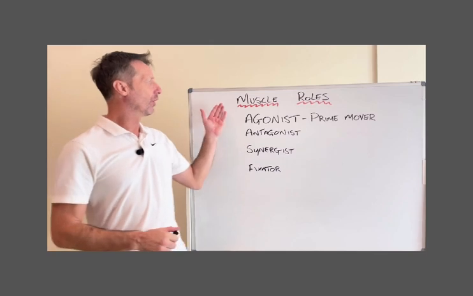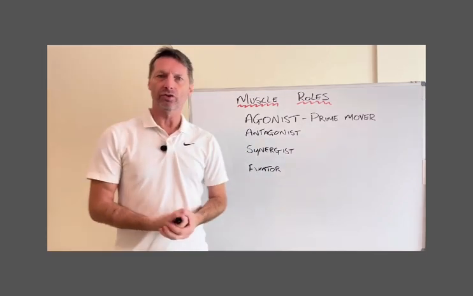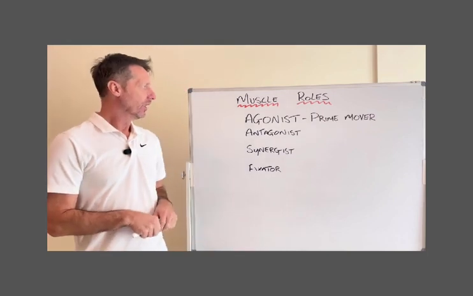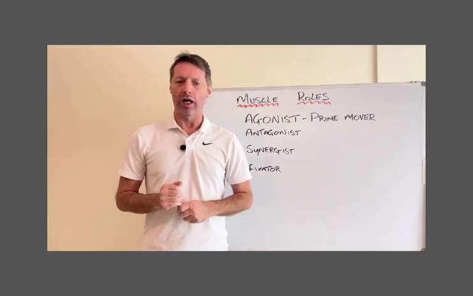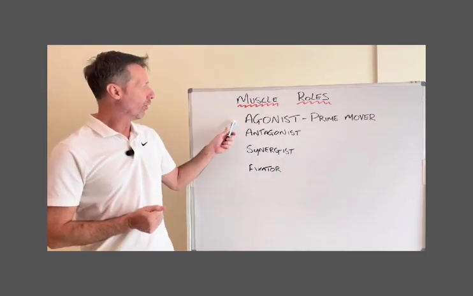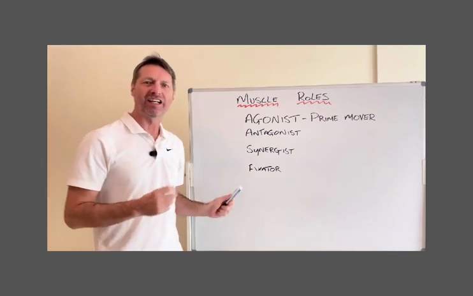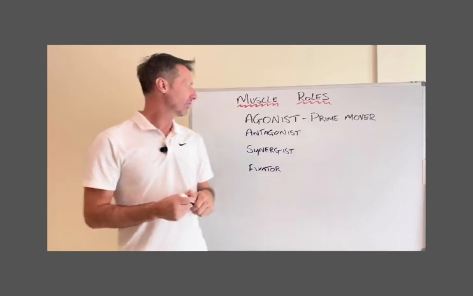Okay guys, moving on now to the roles that the muscles play in a movement at the joint. So if you can remember back to one of your mini tutorials, we know that they can be the agonist, the antagonist, the synergist, or the fixator. So I just want to give you a visual representation of that.